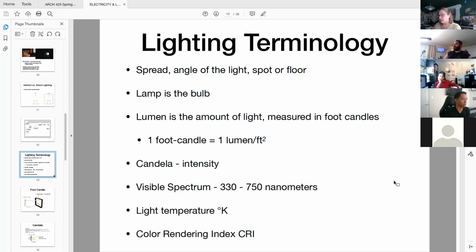Candela is the intensity of the light, so that's kind of like the power. Lumens would be the flow-ish, and candela would be the power behind it, how bright it is. Because you can have a very small bulb that's really bright, so it has a lot of intensity, or you can have a very big bulb that's not very bright but has the same number of lumens, spread over a larger area. So the intensity would be a lot less. And that starts to get into how far your fixture or your bulb can throw the light.